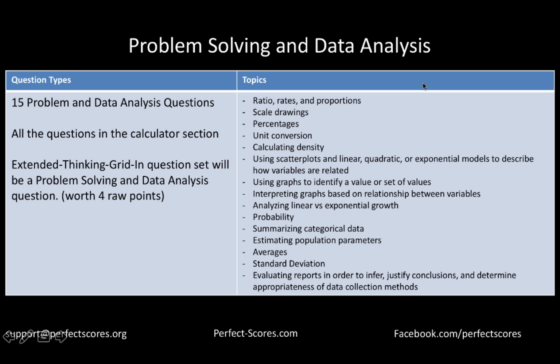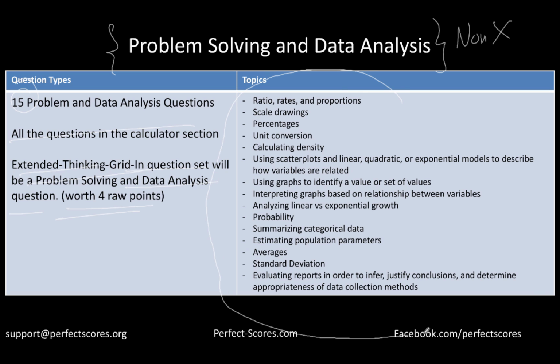Let's move forward. The next thing is Problem Solving and Data Analysis. As you can see, Problem Solving and Data Analysis is going to have 15 questions, and all the questions will be in the calculator section. This does not come in the non-calculator section. An extended thinking grid-in question will be a Problem Solving and Data Analysis question. That is going to be worth 4 raw points. So that's actually a pretty important thing. Your extended thinking would definitely be a Problem Solving and Data Analysis question, and that will actually come from this bunch of data.